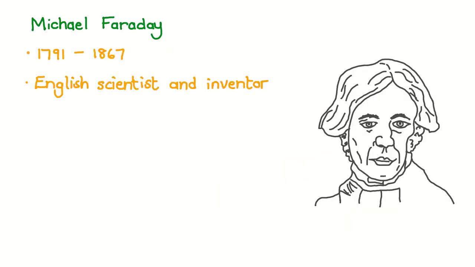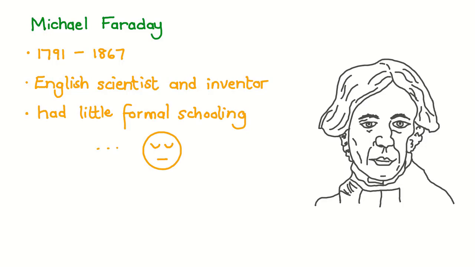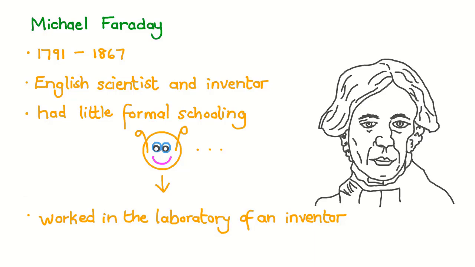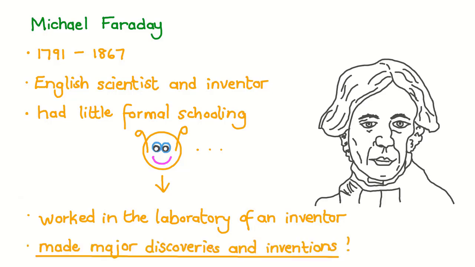Michael Faraday was an English-born scientist and inventor who was especially interested in chemistry and physics. He had little formal schooling, but managed to get a job in the laboratory of an inventor. Over time, he began to be involved in the experiments himself and made major science discoveries and inventions. He discovered the main principles of electromagnetic induction and electrolysis. So great were his contributions to science that a special constant is named after him, the Faraday constant.